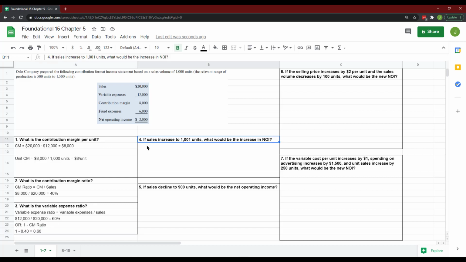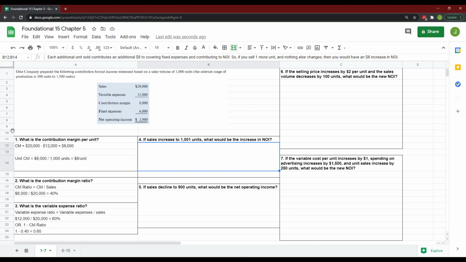Now with question 4, we're asked to use some of this information that we've calculated. So the question is, if sales increase to 1,000 units or 1,001 units, what would be the increase in net operating income? So currently the sales level is at 1,000 units, but now they're saying, what if it goes up to 1,001? What would be that increase in net operating income? Now that's just an increase of 1 unit.